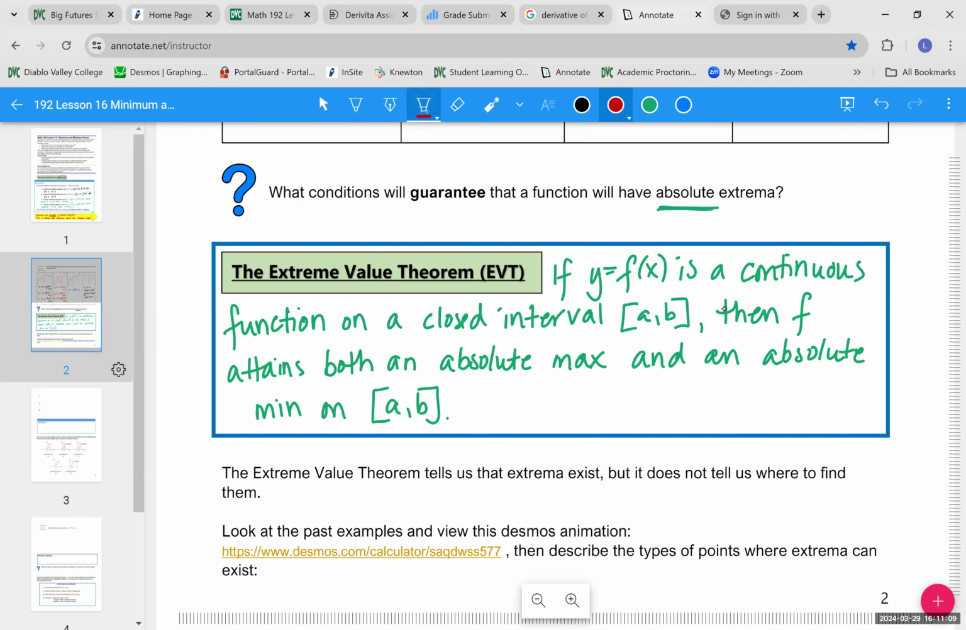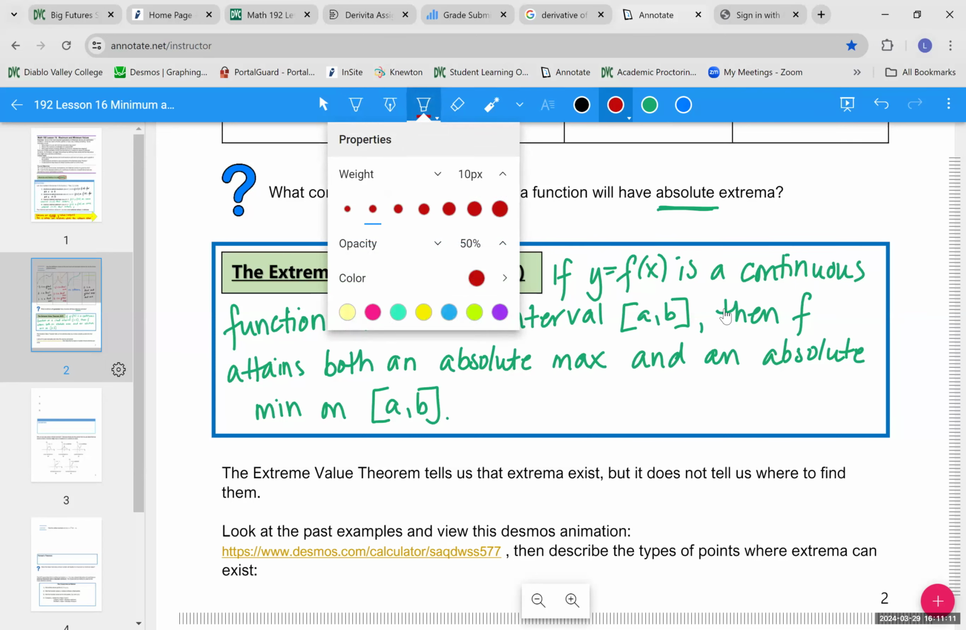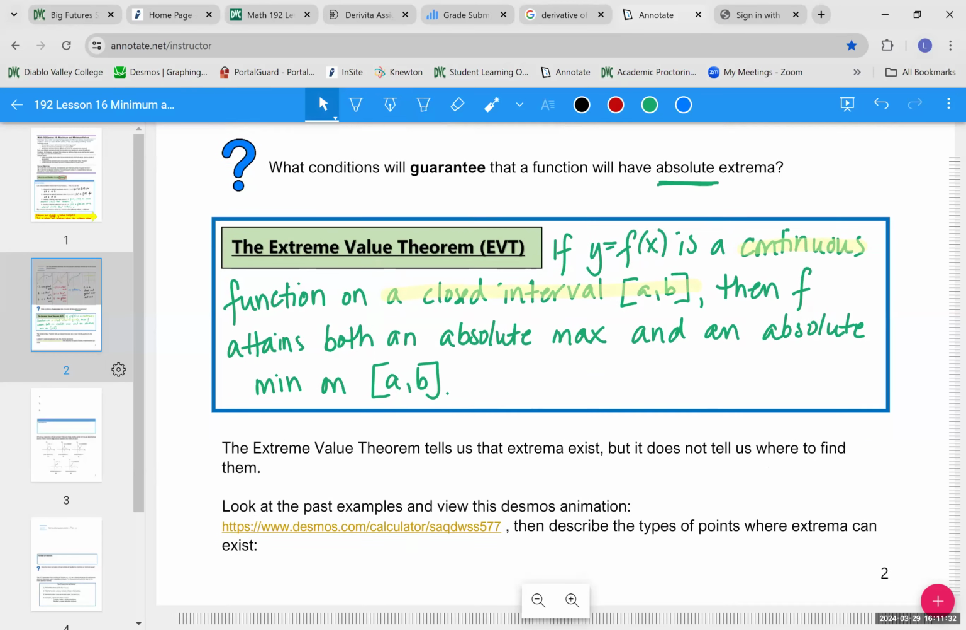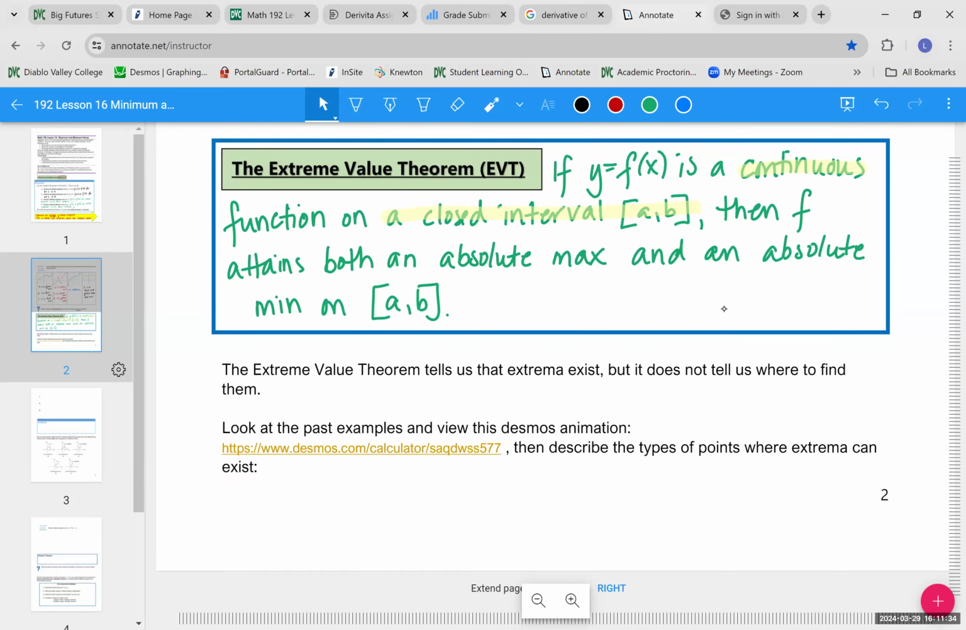So the two requirements we have are that the function is continuous and it's continuous on a closed interval. And then that guarantees that in fact you will have both a max and a min on that interval. Just like the intermediate value theorem, it doesn't tell you specifically which x value it happens at. We just know that there will be an x value somewhere in there that attains a max, and an x value somewhere in that interval that attains a min.